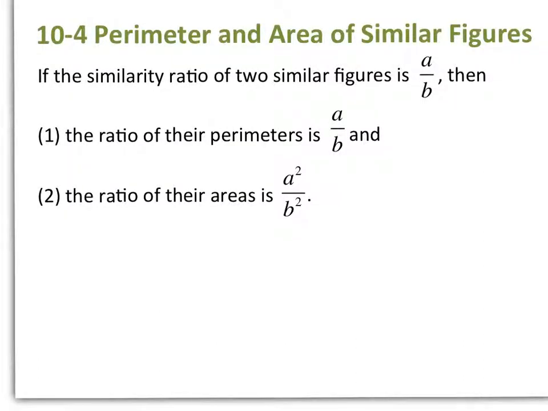Section 10.4, we will look at perimeter and area of similar figures. So if the similarity ratio of two similar figures is A to B, then the ratio of their perimeters is A to B, and the ratio of their areas is A squared to B squared.